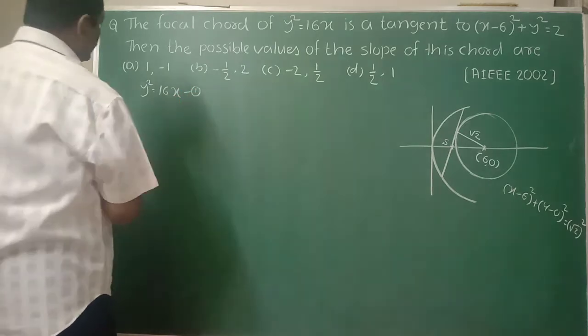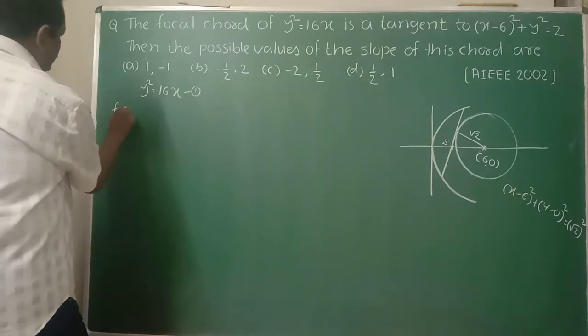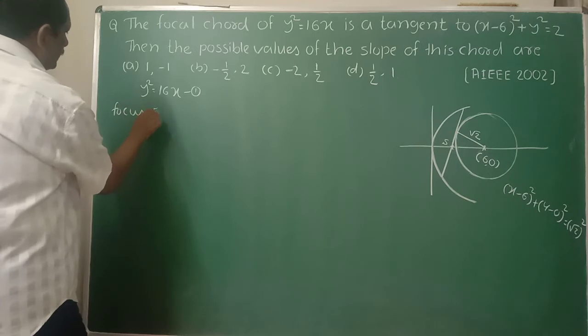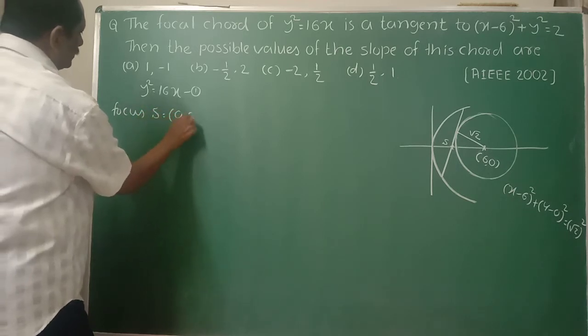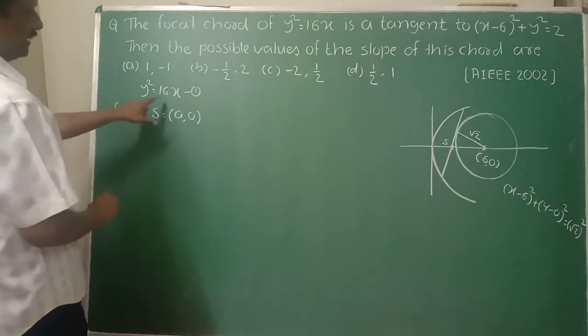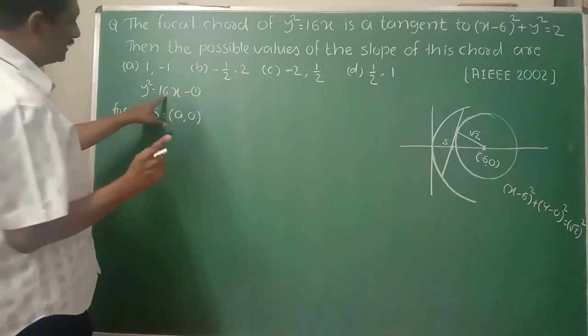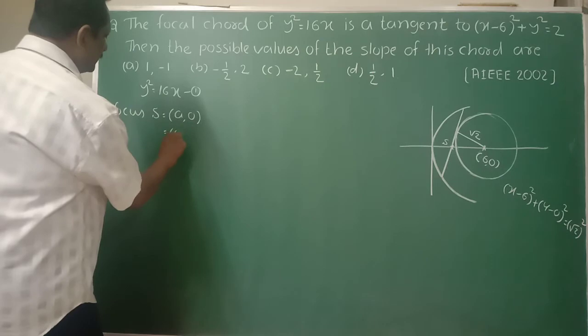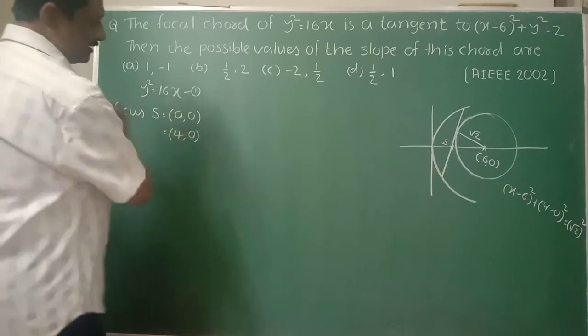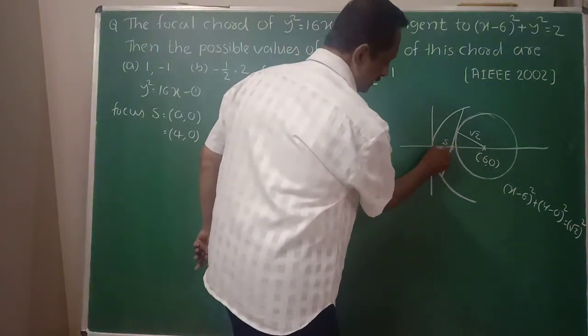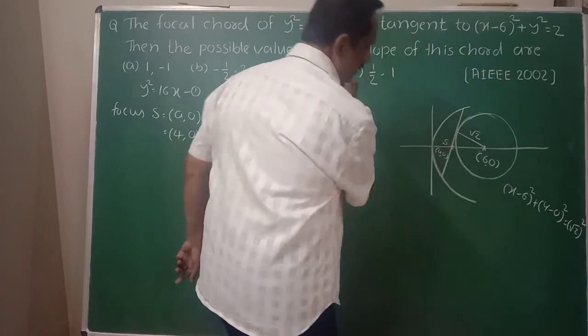Then what is the focus here? Focus S is (a, 0). Comparing this with y² = 4ax, the value of a is 4. Hence the focus is (4, 0).